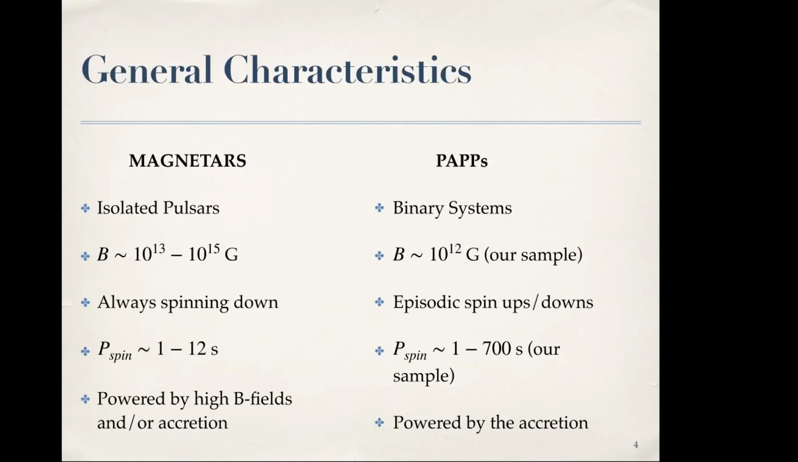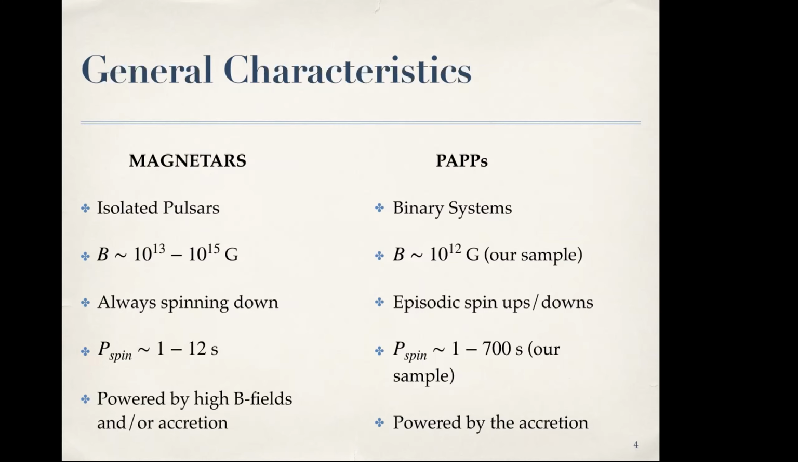As I mentioned earlier, for comparison, we have also investigated a sample of persistent accretion powered pulsars. Therefore, they will also be introduced very briefly here. To begin with, the most distinguishable characteristic between these two categories is that magnetars are isolated sources, while persistent accretion powered pulsars, from their name, reside in binary systems, which means that they can accrete material from their companions.